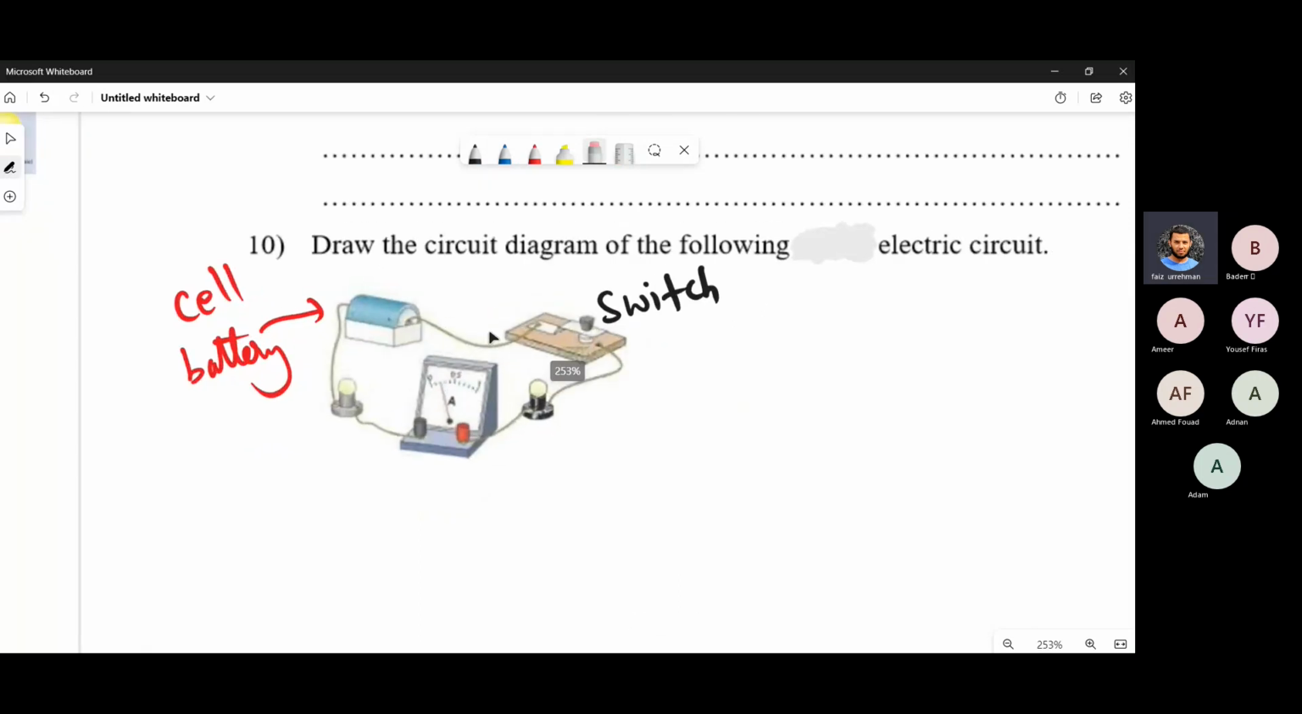Okay, so this can be drawn. Now, how can this be drawn? This is a battery. So the battery is represented like this. If you see a battery, if you see a cell, it looks like this.